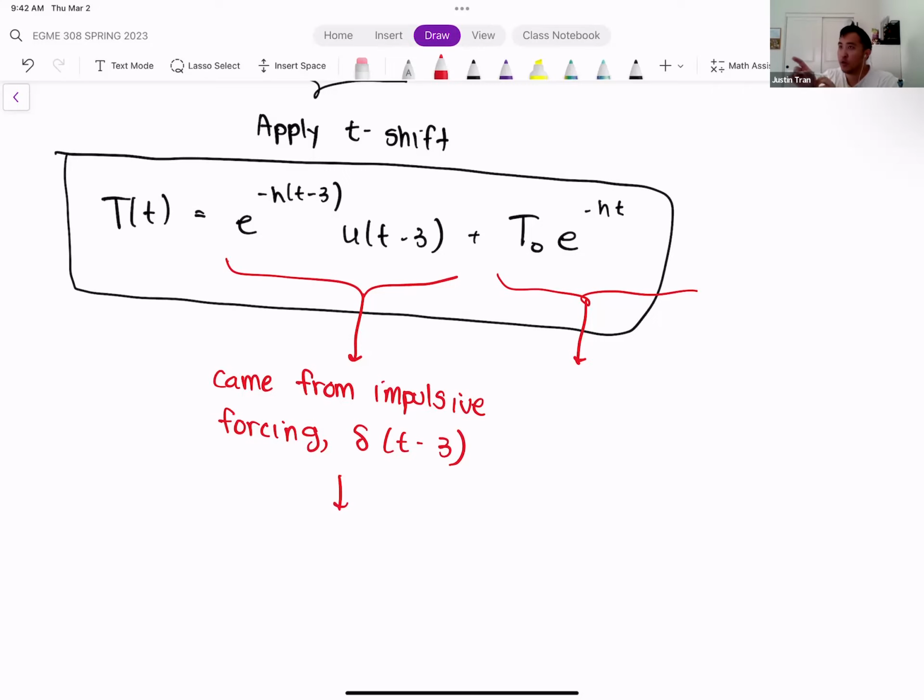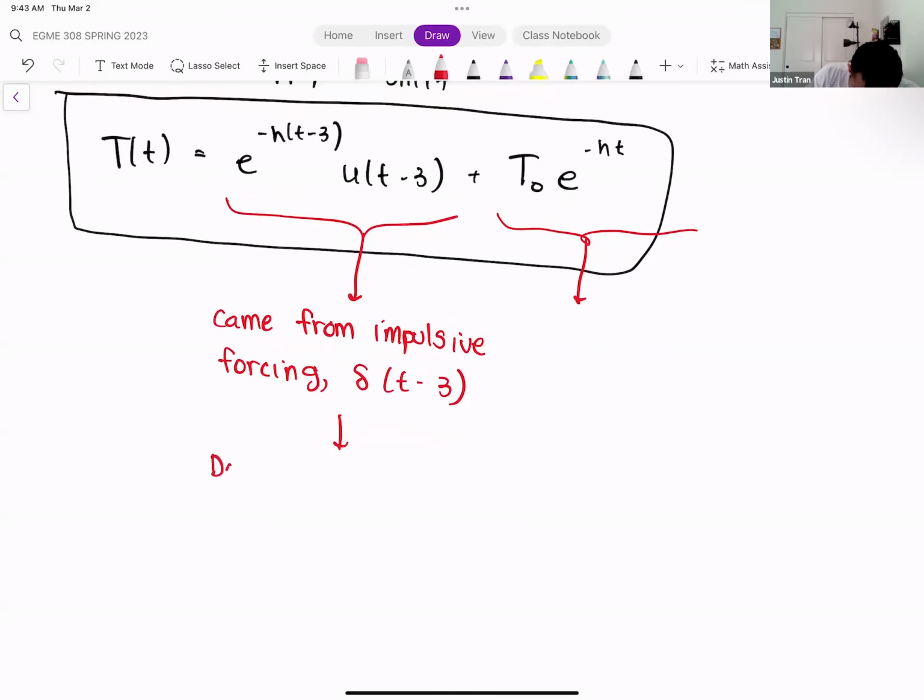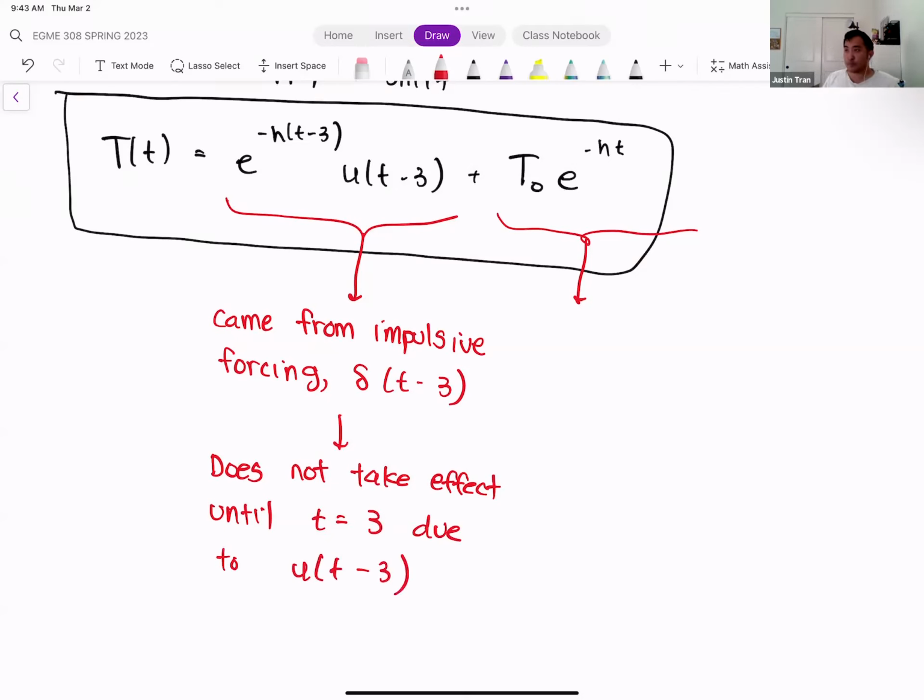Remember we talked about before that the result or the reaction from a forcing, either an impulsive forcing or a step forcing, can't occur until that forcing actually occurs, right? Since this forcing doesn't occur until t is equal to 3, it makes sense that this part of the solution has this u of t minus 3. And so this does not take effect until t is equal to 3 due to u of t minus 3. Okay. Right. So intuitively, that should make sense, right?